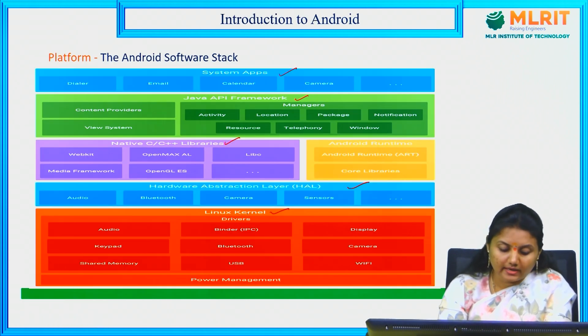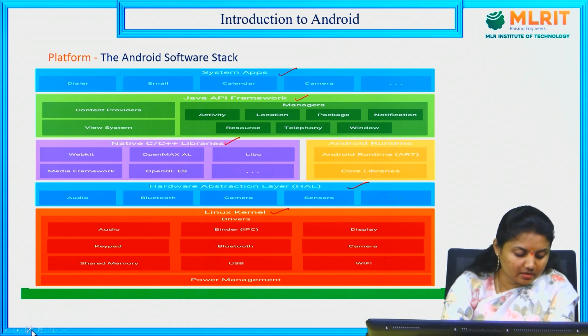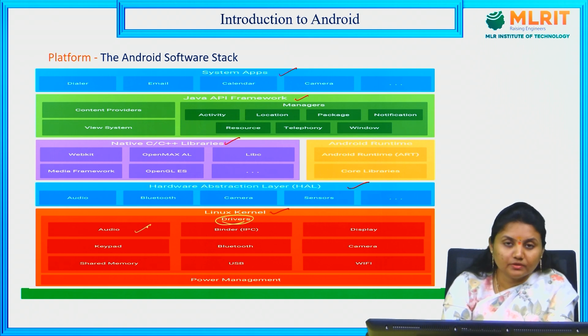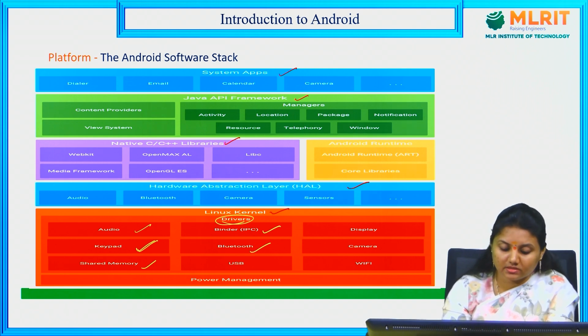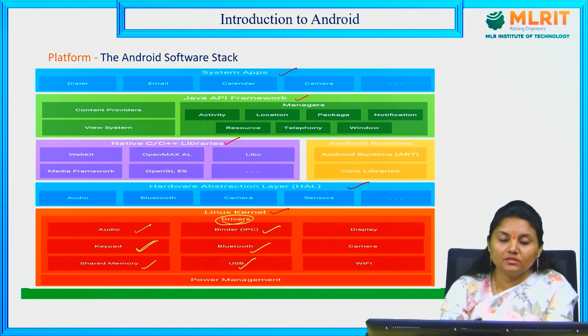So here, your Linux kernel has to support all the drivers. So audio drivers for listening to MP3 or MP4, and keypad for taking input, and shared memory where you can share the files, and IPC, inter-process communication, where it binds everything locally or remotely. Bluetooth, where you can share files over shorter distances between different devices. USB, the universal serial bus. So this is where you can connect every peripheral that is able to connect with Android phones.